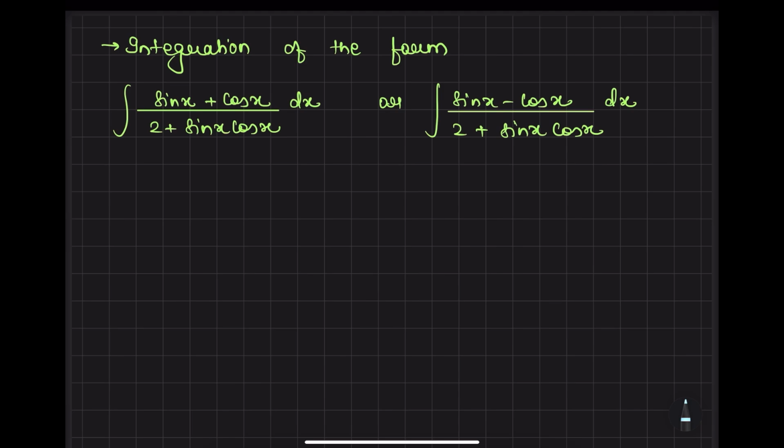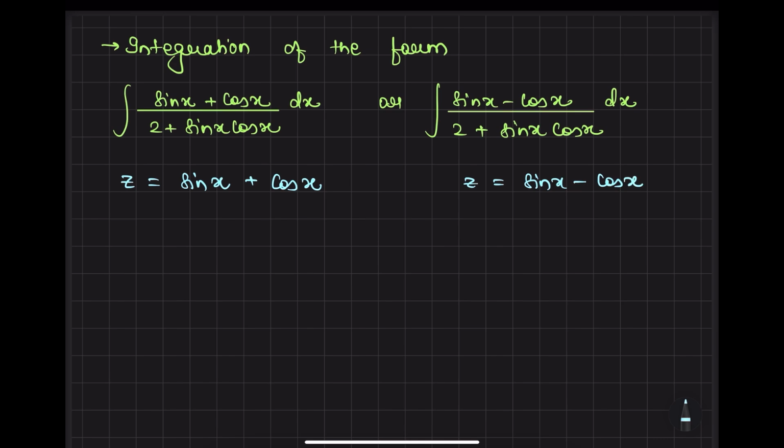Now just listen to these words, it will help you a lot. What you have to do, you have to take z as something. So what is that something? You will be taking sin x plus or minus cos x. When you will consider plus, when you will consider minus, I will tell you. But at the end you have to consider sin x plus or minus cos x.